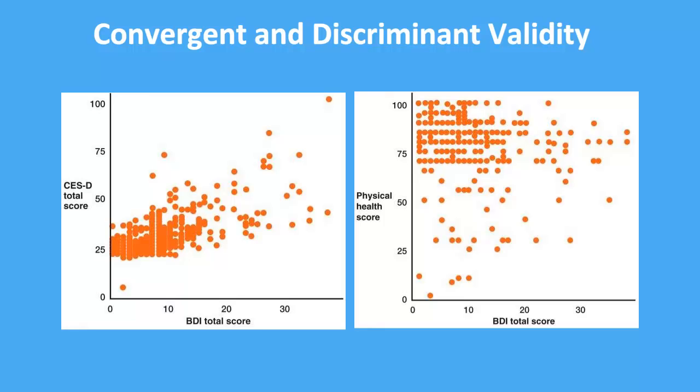So in this right scatter plot, we have the BDI, so the Beck Depression Inventory total scores on the bottom there, and then we have the physical health score on our y-axis. So if we have evidence for discriminant validity, there should not be a clear pattern here. There should not be a clear relationship, because your measure is looking at depression, not physical health. Now there's some overlap between those two, but not perfect overlap. I wouldn't even say it should have a strong overlap.